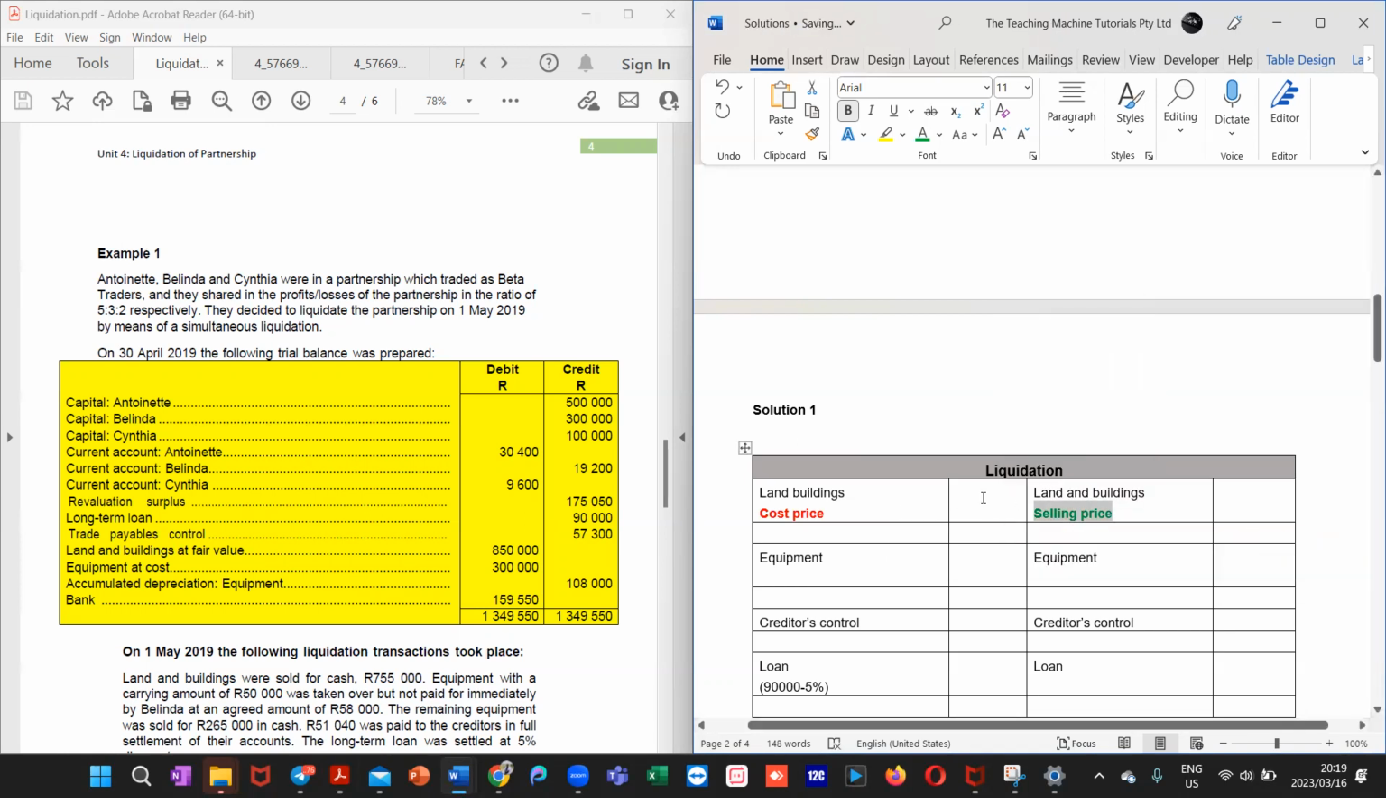Okay. What is the cost price of land and buildings? You should look on the table. 850,000. This amount is always given on the table. How much will the land and buildings be sold for? 755,000 on the information. Yes, thank you very much. Okay. So the 755,000 will be transferred on the credit side.